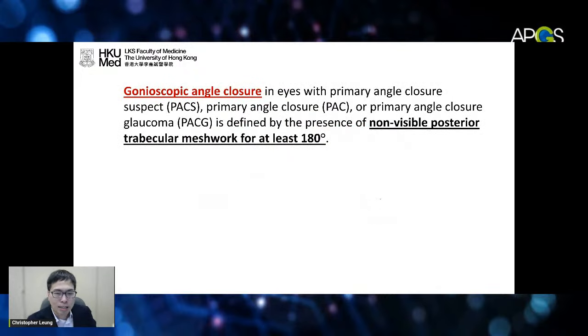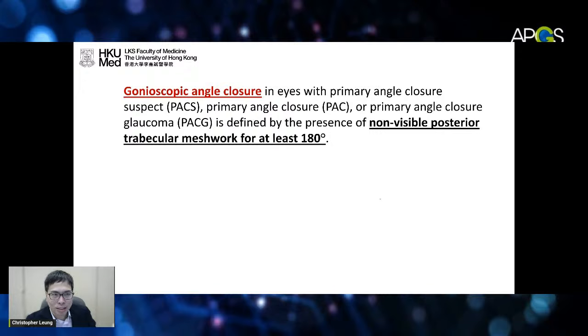We have a pretty good idea about how we define angle closure clinically. We rely very much on gonioscopy, and all these definitions, PACS, PAC, PACG, are predicated on gonioscopic assessment of the trabecular meshwork. We define angle closure typically when we couldn't see the trabecular meshwork, or posterior trabecular meshwork to be precise, for at least 180 degrees. This is how we define angle closure.